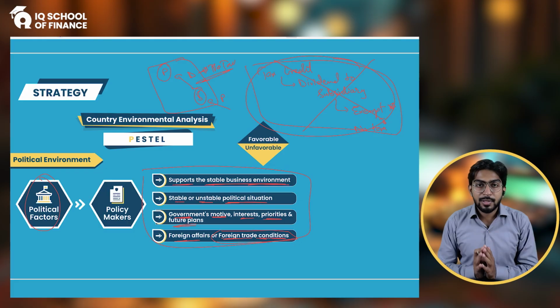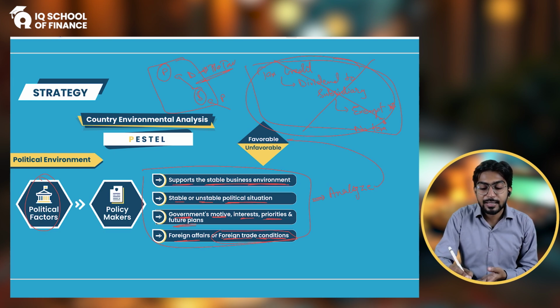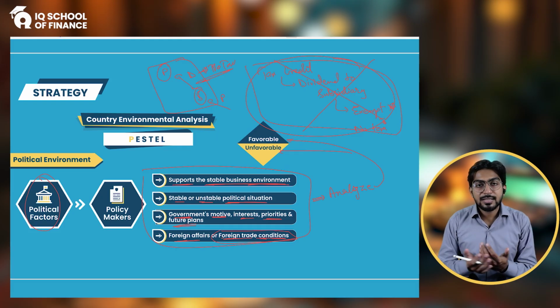And what is your job? Your job is to identify and analyze them. When you analyze them, you will come to know whether they are favorable or unfavorable. If these things align with your business, that means they are favorable. If they do not align with your business, that means they are unfavorable. And that is the theme of the PESTEL analysis.